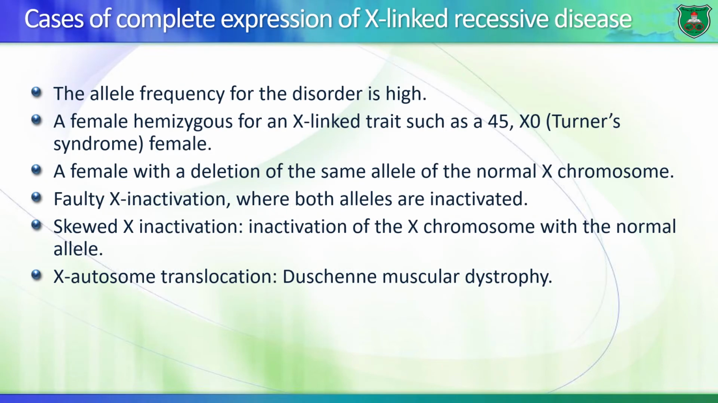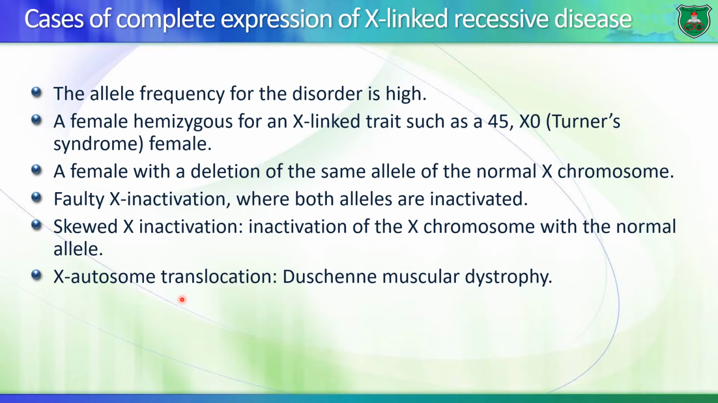Now, what are the cases where you have complete expression of an X-linked recessive disease? When the allele frequency for this disorder is high in this population, or let's say in this family. Again, consanguinity plays a major role in here. A female hemizygous for an X-linked trait, such as Turner syndrome, would also have the disease, since this female would have only one X chromosome, and this one X chromosome would carry the mutated gene.